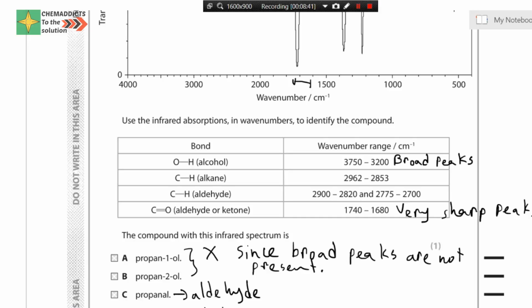Okay, so since this is aldehyde and this is ketone, they are expected to give very sharp peaks. That's really fine. Then what should be the answer? We can choose both of the options. Either of them should be the answer. Either this or this. Any one of these should be the answer, right?